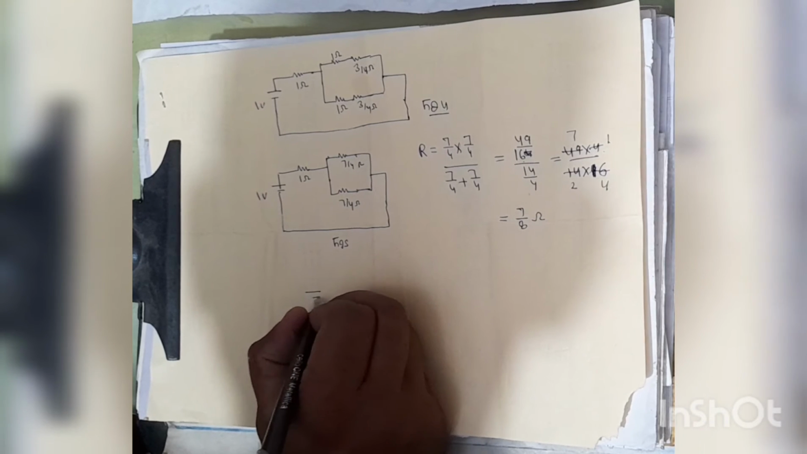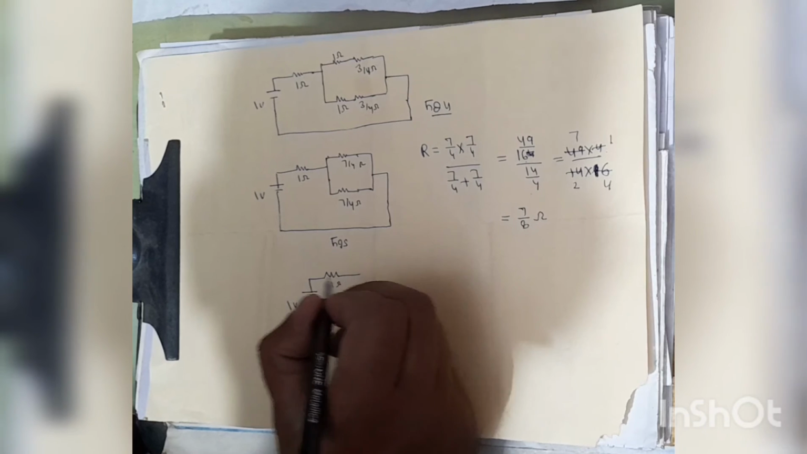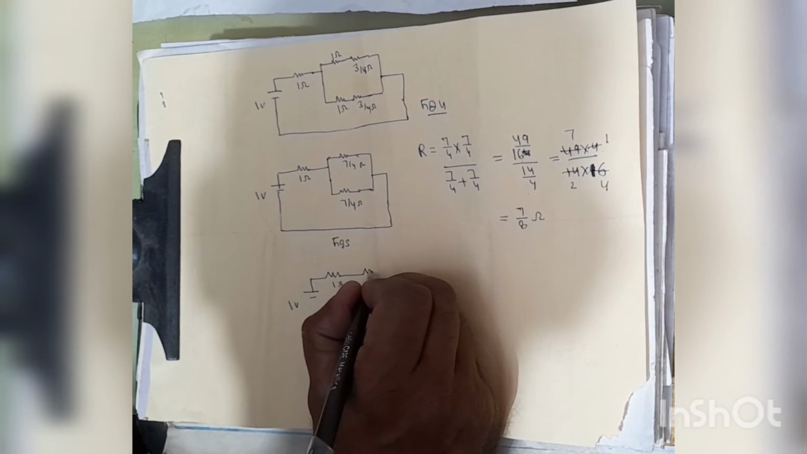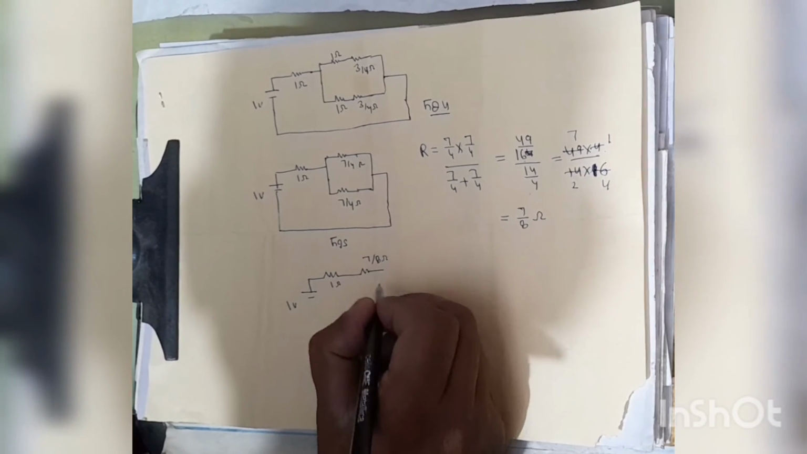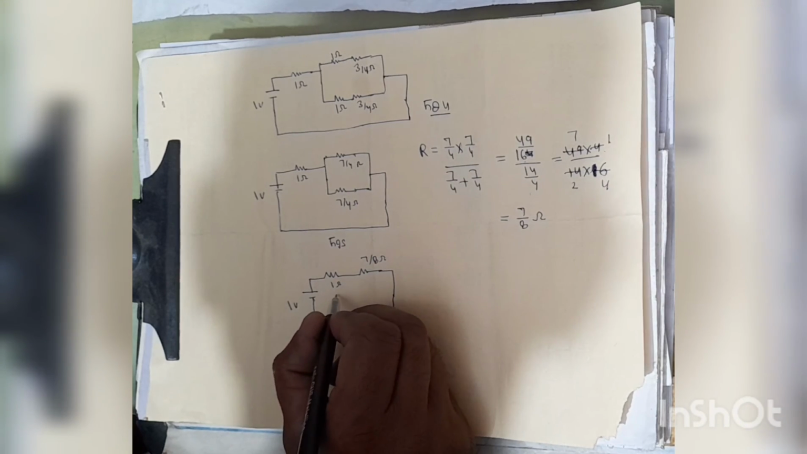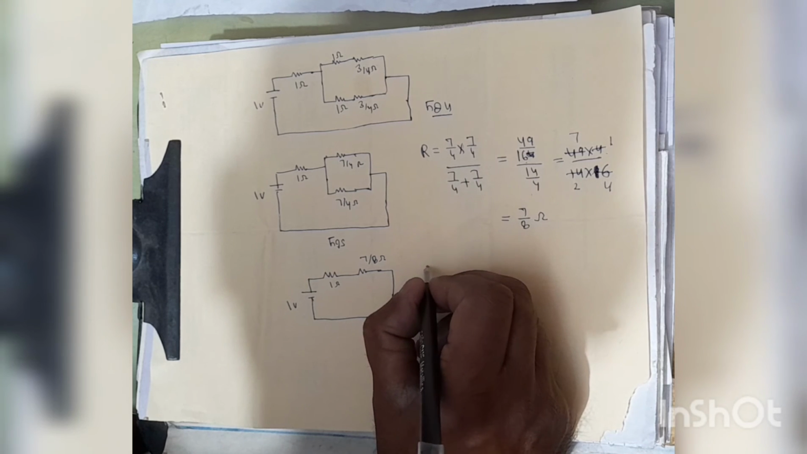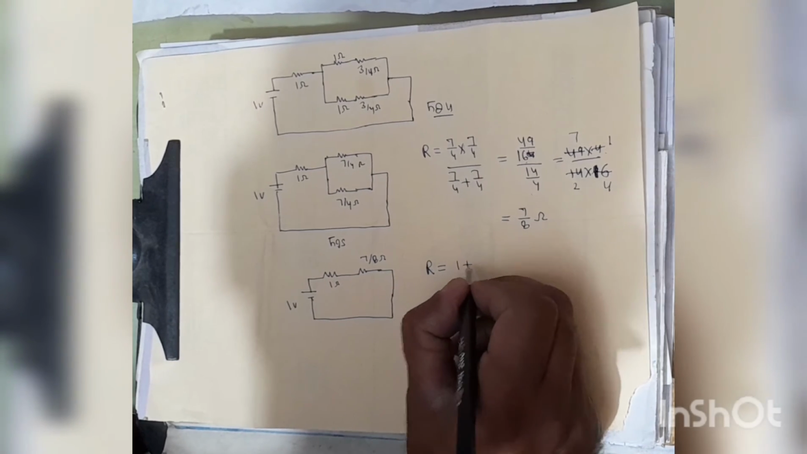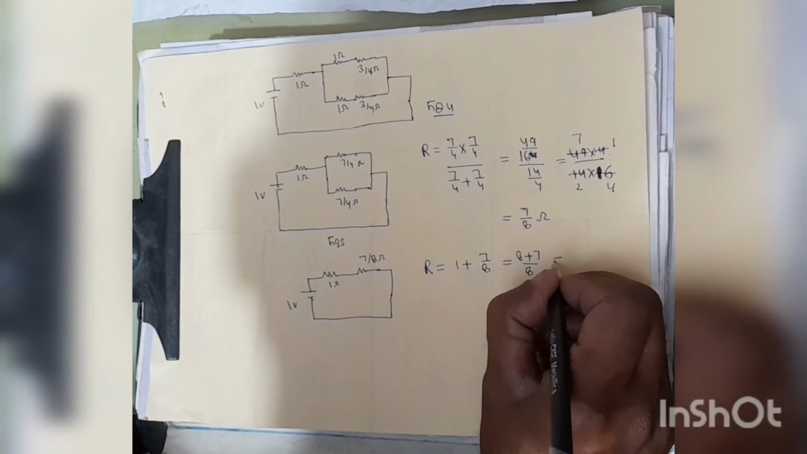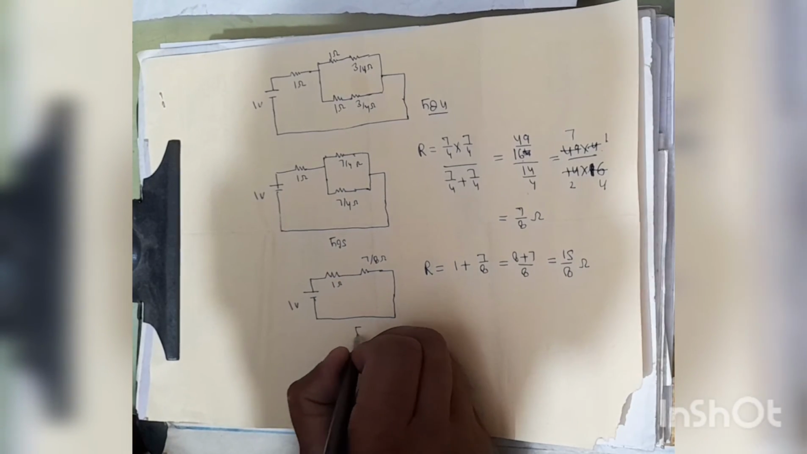So finally we may redraw as 1 volt, resistance 1 ohm in series with the parallel combination of two 7/4 ohm resistances, which is 7/8 ohm. Now the series combination of 1 and 7 upon 8 ohm will be equivalent resistance R equals 1 plus 7 upon 8, so this will be 8 plus 7 upon 8. This will be 15 upon 8 ohm. So finally the figure will be, this is figure 6.